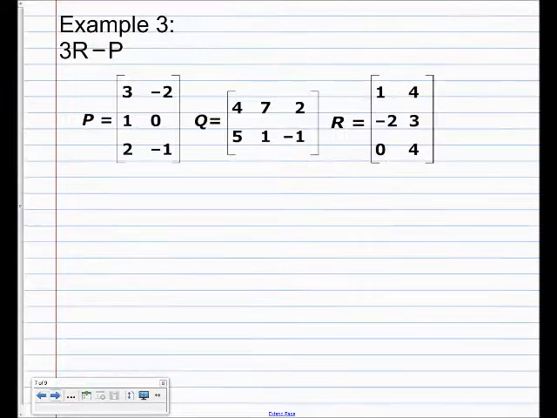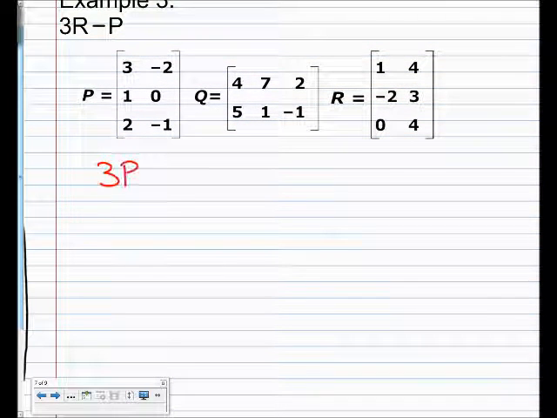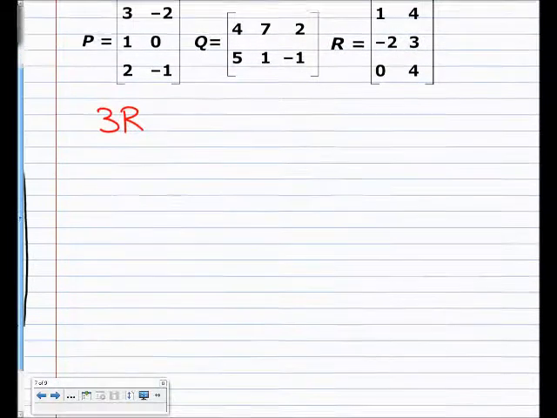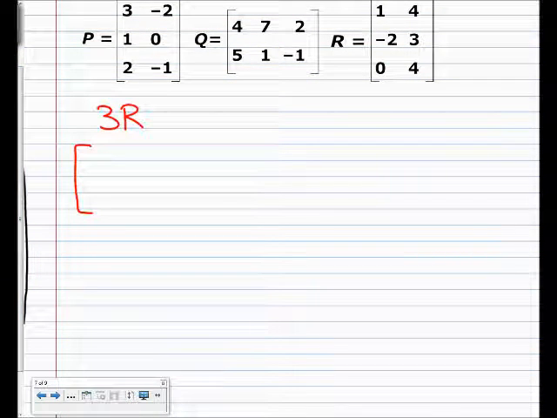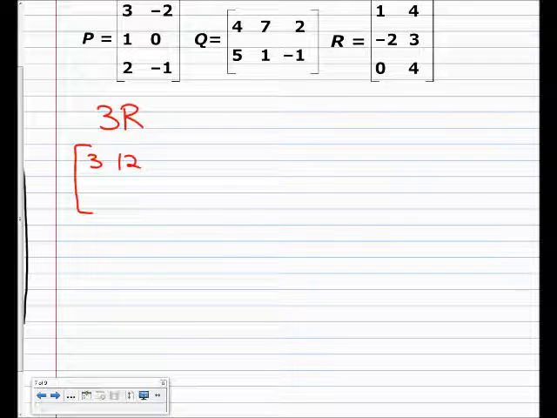All right. Let's try an example. It wants me to do 3R minus P. So I'm going to take every single number in matrix R and do what with it? Multiply by 3. So I'm going to write 1 times 3, which is 3. 4 times 3, 12. Negative 2 times 3, negative 6. 3 times 3, 9. And finally, 0 and 12 again.